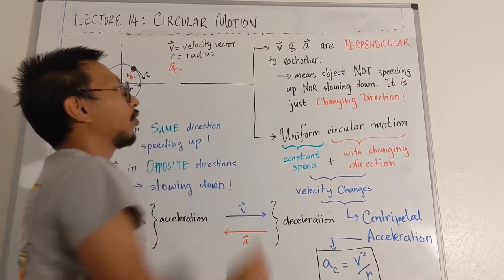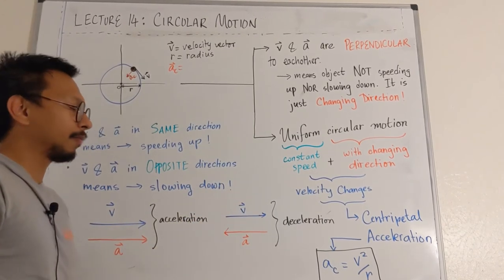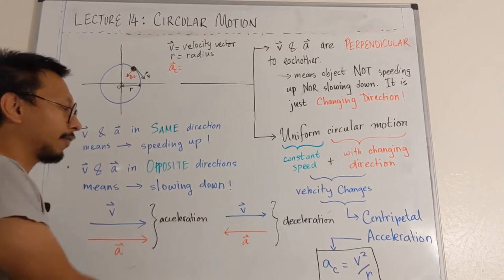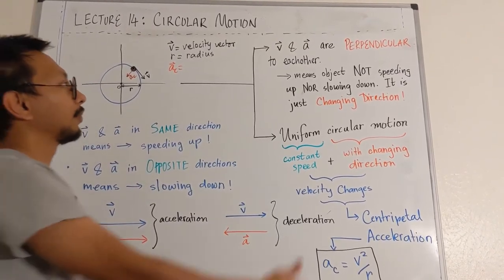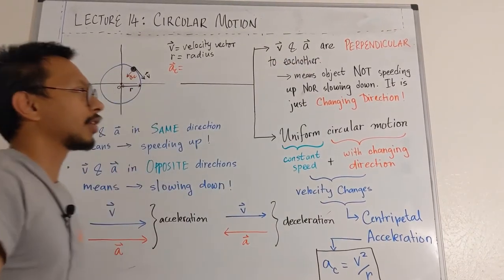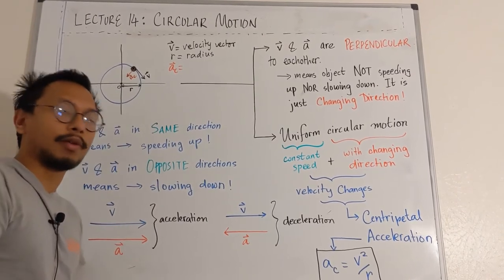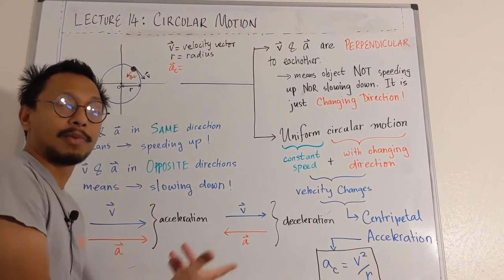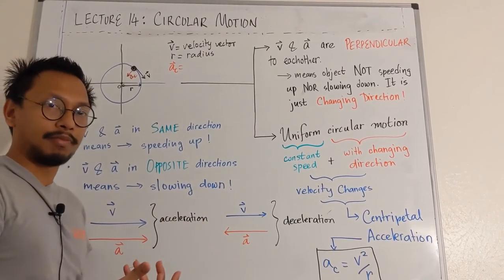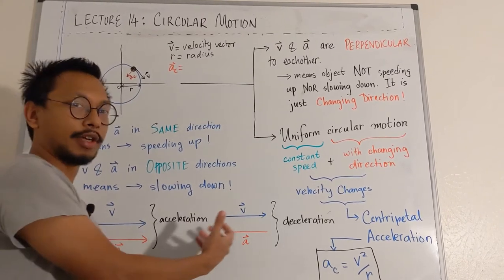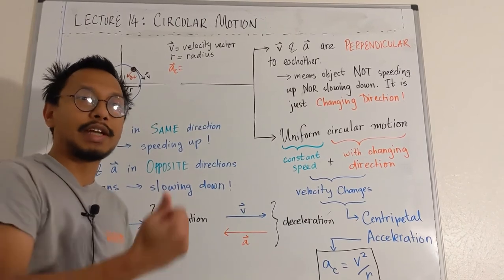So now we are going to ask ourselves, what if the velocity and acceleration vectors for an object are not this straightforward? What if velocity and acceleration vectors are perpendicular to each other, right? What happens if velocity and acceleration are perpendicular to each other? It just means that the object is not speeding up like it was doing here, nor is it slowing down like it was doing here. Rather, it is just changing direction, maintaining a constant speed.